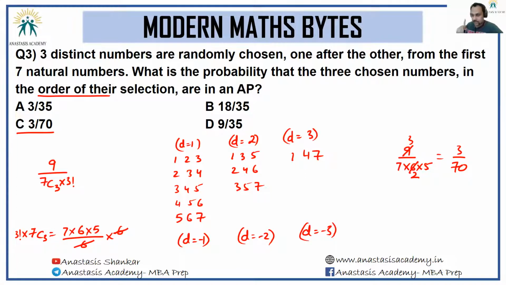The same series, instead of looking at it 1, 2, 3, you can look at it 3, 2, 1. These three numbers are also in AP. So you don't really have 9 APs, you have 18 APs. So what you're actually dealing with is 18 by 7 into 6 into 5. So cancel 3. What we have is 3 by 35. Correct answer to the question is option A.